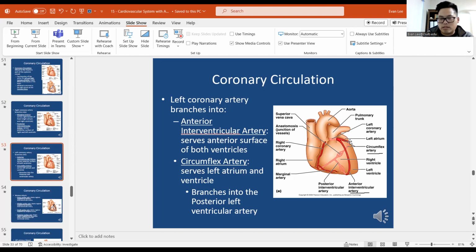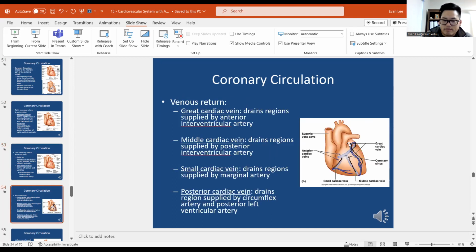If you've ever heard of the word circumnavigate or circumference, that's going to go around. So this is going around the side, the circumflex artery. Now, for every artery that you have, you generally do have a vein that's going to be running along with it, because wherever you have arteries, you need to have veins bring blood back from the heart as well. So if you look closely, where you have the anterior interventricular artery, you have the great cardiac vein. So the great cardiac vein is on the front, and then the great cardiac vein goes along the back towards your coronary sinus.